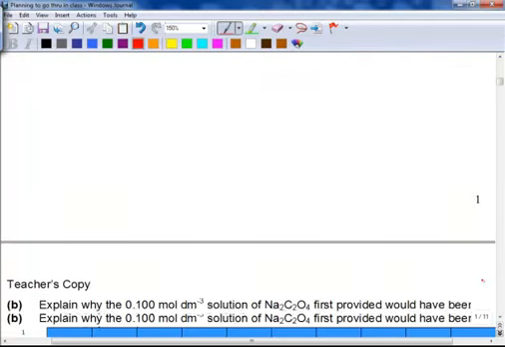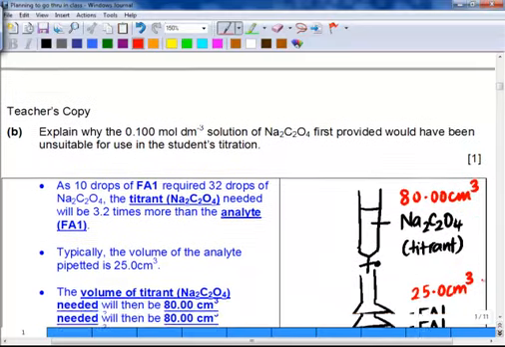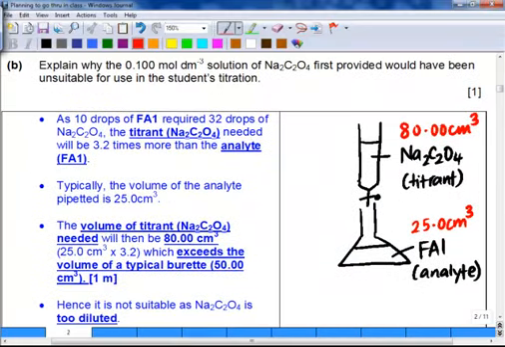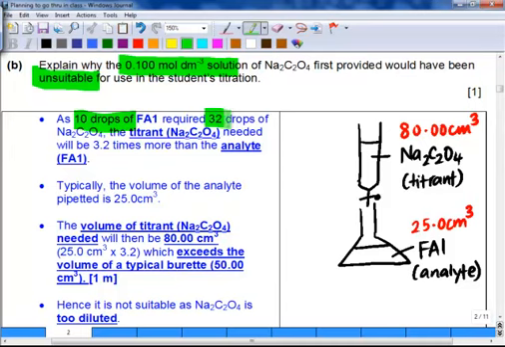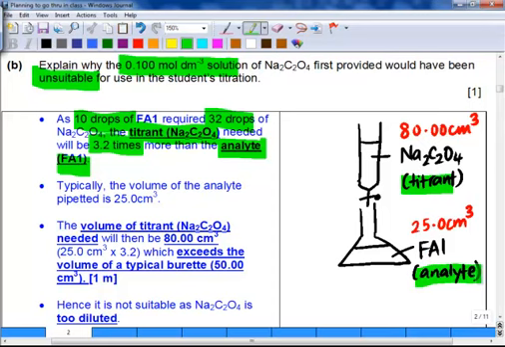Next, this part, take note, she says explain why the solution is unsuitable. Can you all just quickly take down, very quickly: 10 drops requires 32 drops. So the titrant will be 3.2 times more than the analyte. Titrant and analyte are just terms. Titrant just means in the burette. Analyte just means in the conical flask.